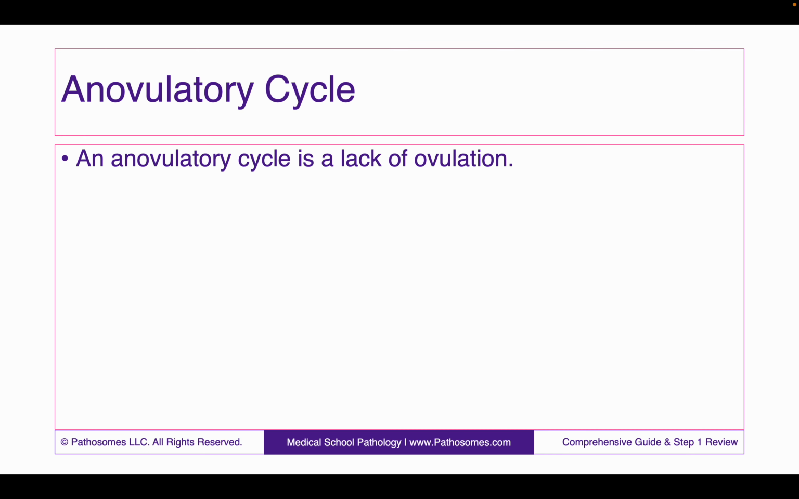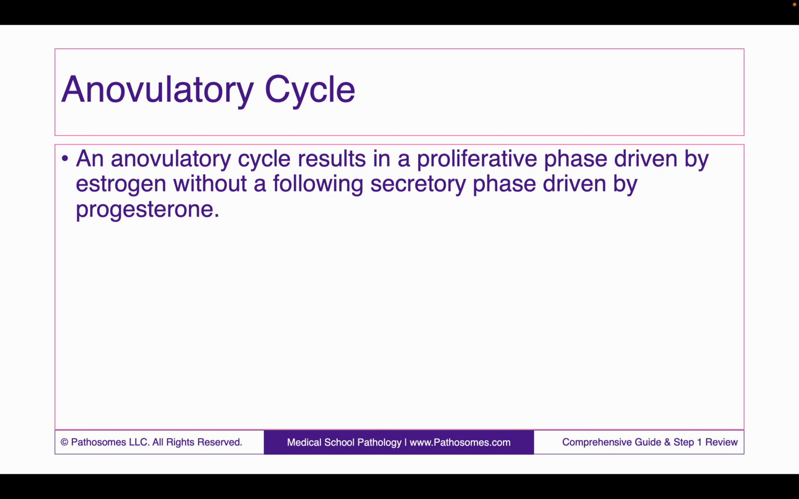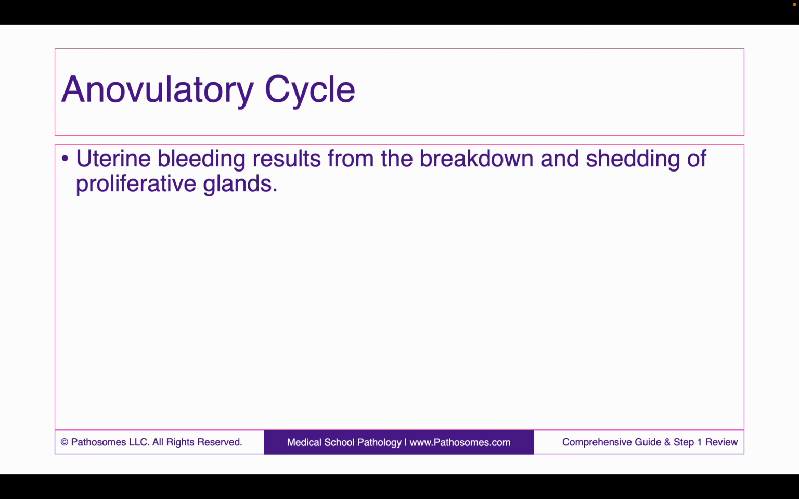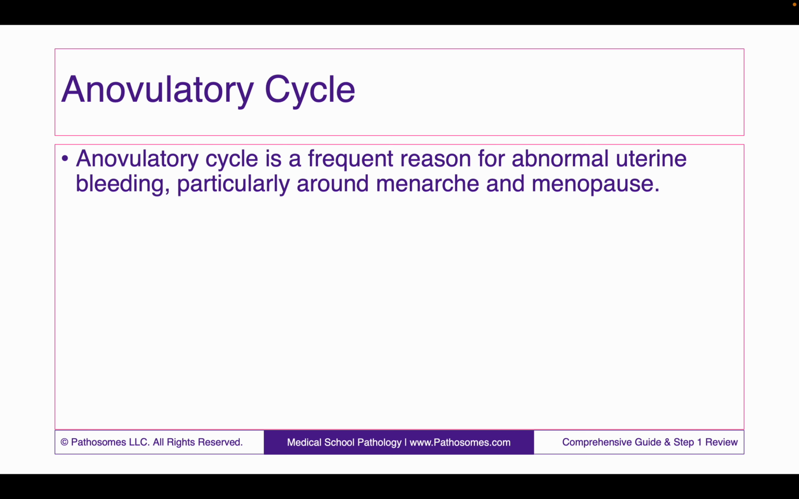Now, anovulatory cycle. An anovulatory cycle is a lack of ovulation. An anovulatory cycle results in a proliferative phase that is driven by estrogen without a following secretory phase that's driven by progesterone. Uterine bleeding results from the breakdown and shedding of proliferative glands. Anovulatory cycle is a frequent reason for abnormal uterine bleeding, which you must be aware of, right?